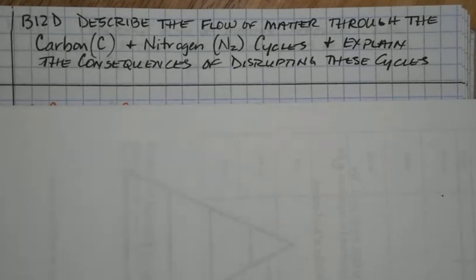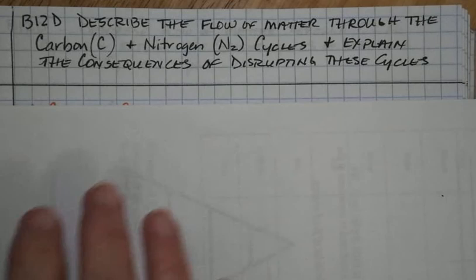So we're going to do the carbon cycle first. And again, you're going to explain the consequences of disrupting it, and you're going to explain how the matter flows. So we want to look at how carbon flows through a cycle. You guys have done this before in your other classes with the water cycle, and you can follow a drop of water through evaporation, condensation, things like that. So now we're going to do that with carbon, and then we'll do that with nitrogen.